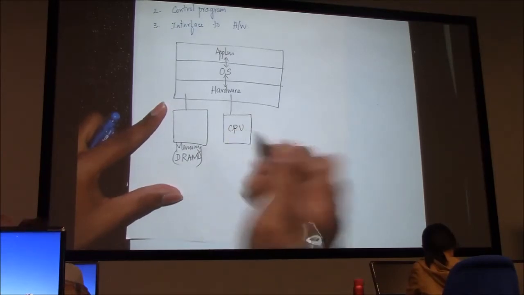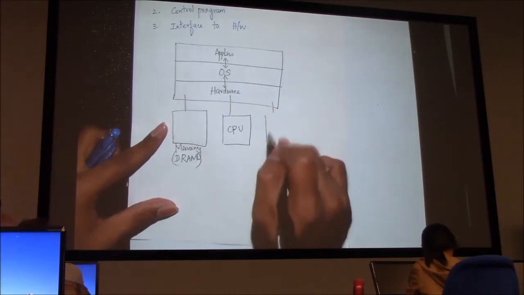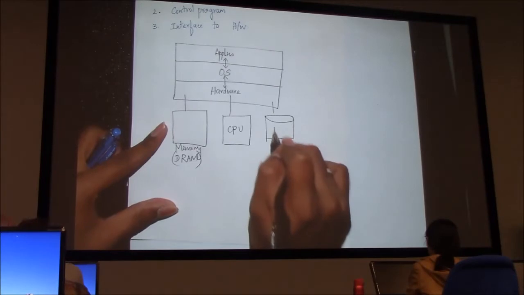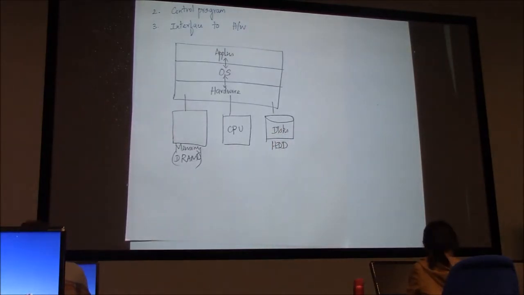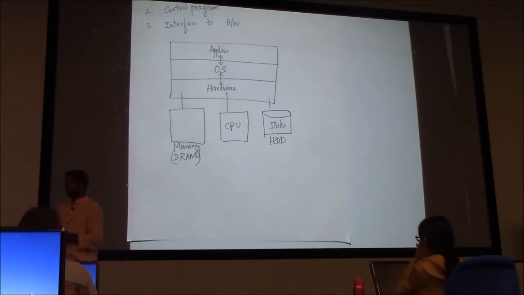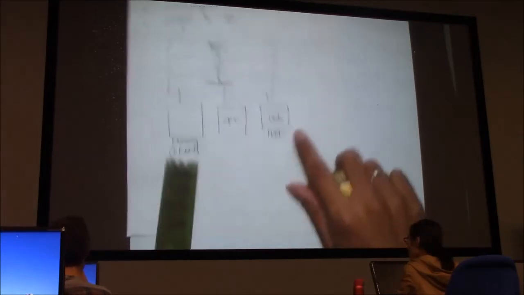CPU, and one more, disks. So we have something called the HDD, or the hard disk drive. So we're talking about all these three hardware devices. Throughout this course, we are going to talk about these three devices, and how the operating system helps the application programs to communicate with these three devices.